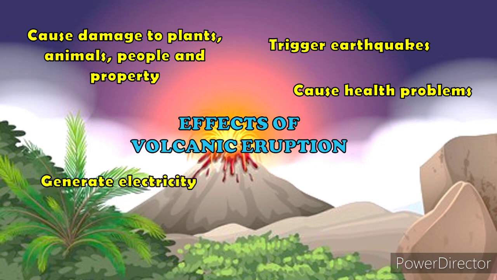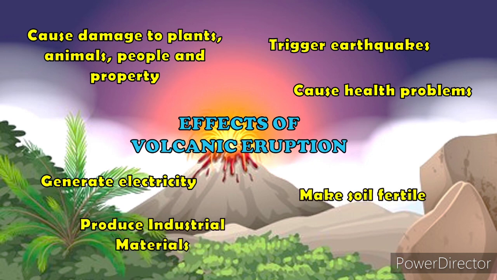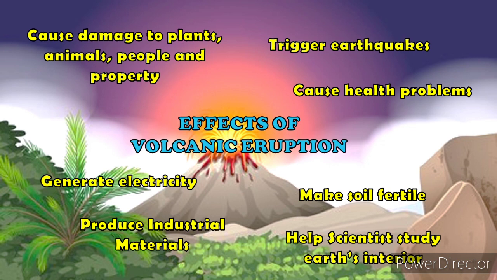It can generate electricity, and the pyroclastic materials can make the soil fertile. It can also produce industrial materials like pumice and sulfur. Pumice is used in grinding and polishing stones, while sulfur is used in making matches and firecrackers. The rocks from volcanoes also help scientists study the Earth's interior.